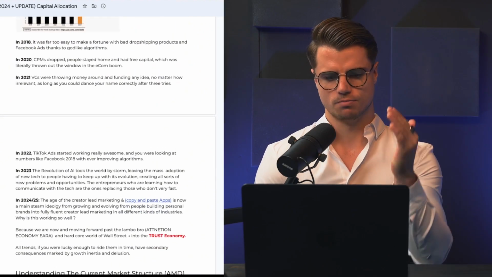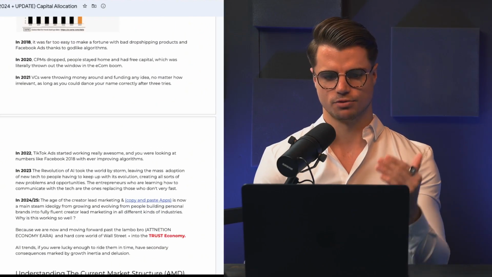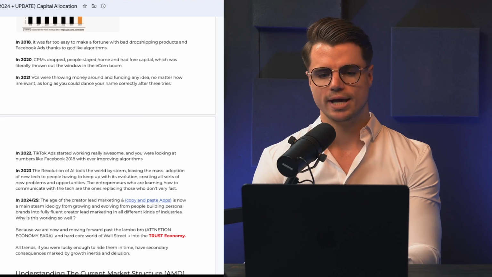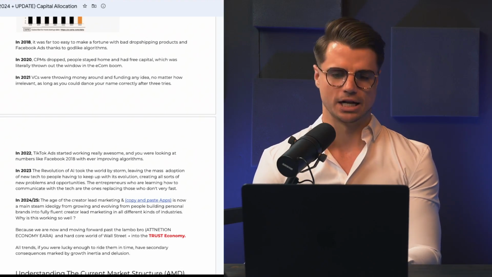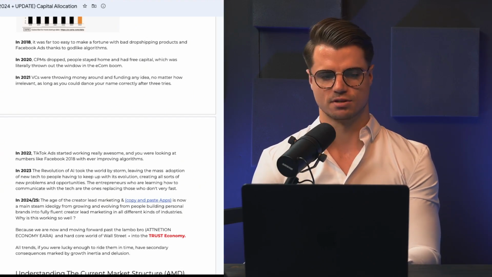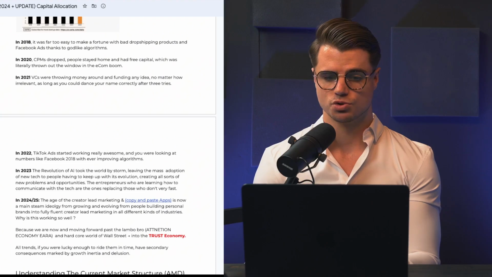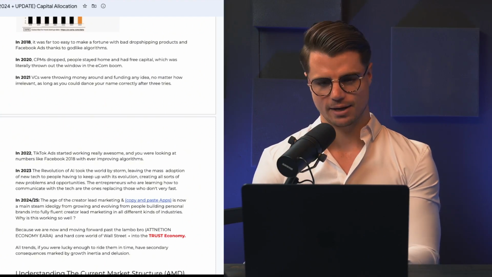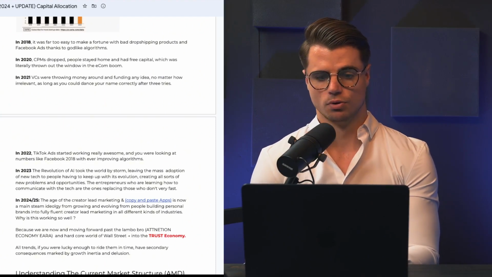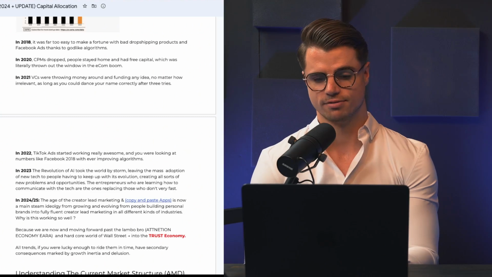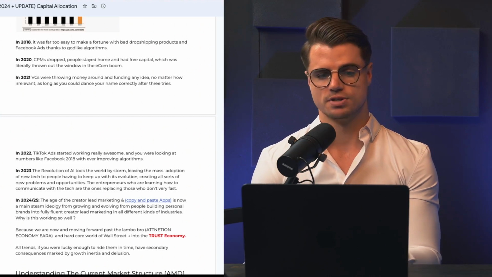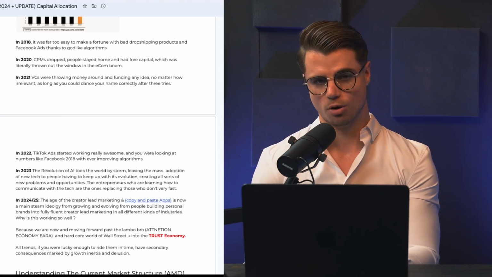Let's look at it from a market perspective. In 2018, it was way too easy to make a fortune with bad drop shipping products and Facebook ads and stuff like that. In 2020, CPMs dropped and people stayed at home. And obviously it was like free capital. People needed to spend money on stuff, which was obviously thrown out of the window in the e-com boom.